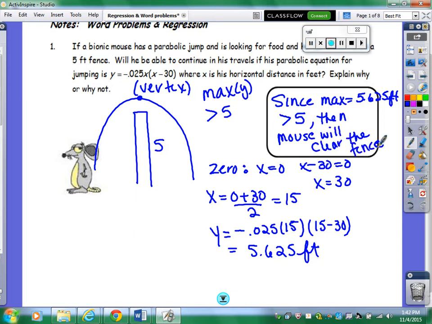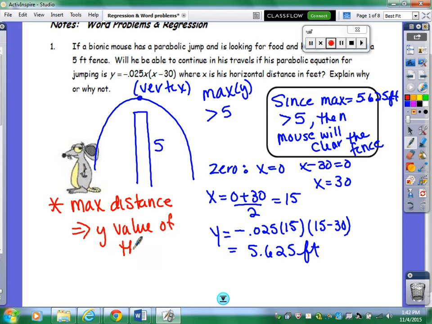Okay? So notes here, anytime you're looking for the max distance, you want to find the y value of the vertex. Okay, so if I write it, you should probably write it. Probably something you're going to need to know in the future. Alright, so we're just going to be going through and doing some of these application questions.